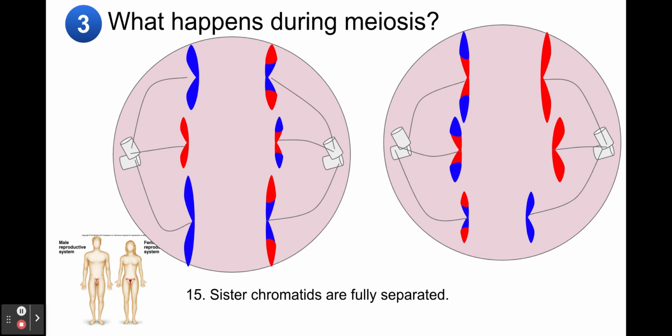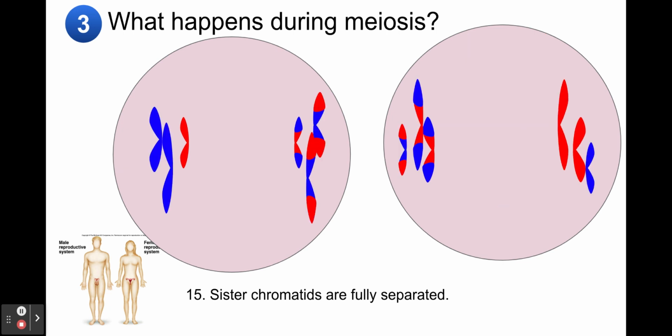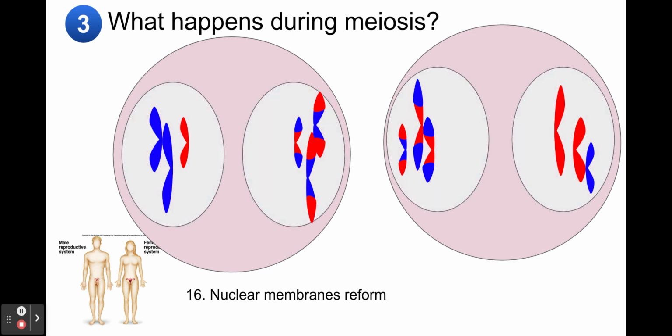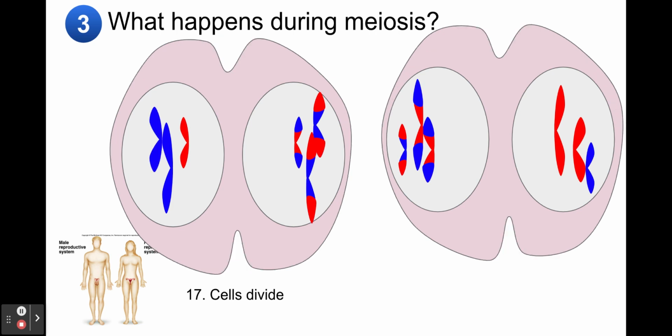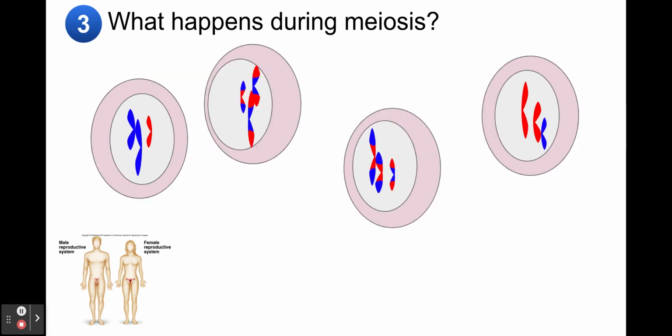Step 15, the sister chromatids are fully separated. Let's send them to opposite sides of the cell. There they are. Step 16, the nuclear membrane reforms. So we've got our nuclear membranes forming around both groups of sister chromatids, and step 17, our cells will divide. There we go. We pinch and our cells divide. Now we have 4 daughter cells. Just by looking at the picture, you can tell that the chromosomes in each daughter cell are not the same. Look at their colors. Look at whether they're recombinant or not recombinant.